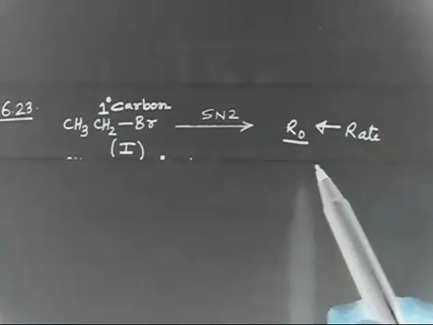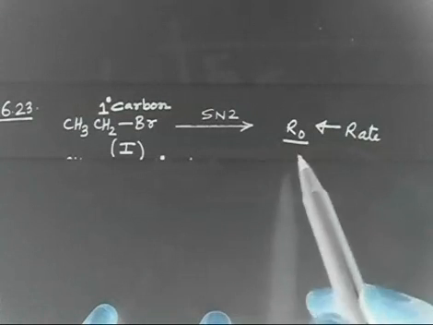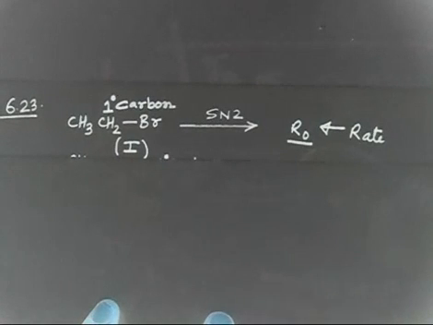Let us say the rate for this is very high. Let us call this R0. So the rate for this reaction is R0. The rate of reaction is high because we have a primary carbon.